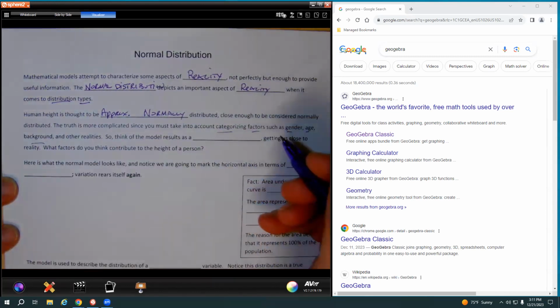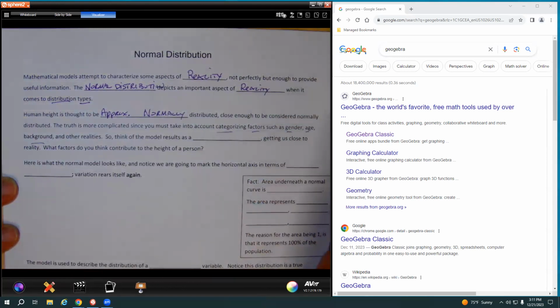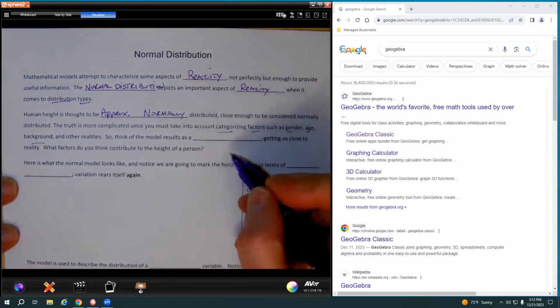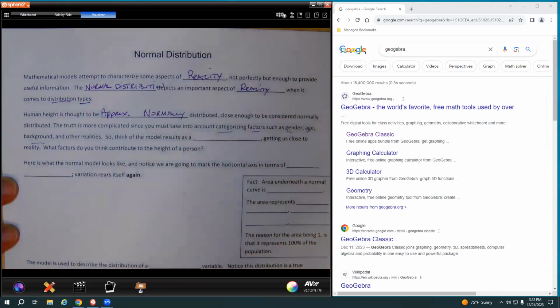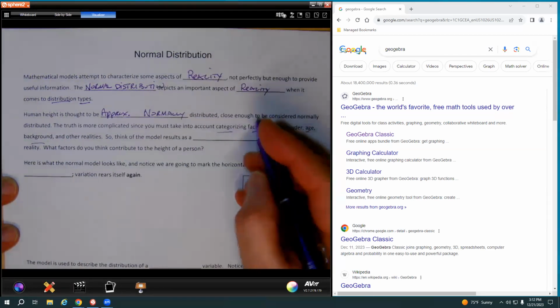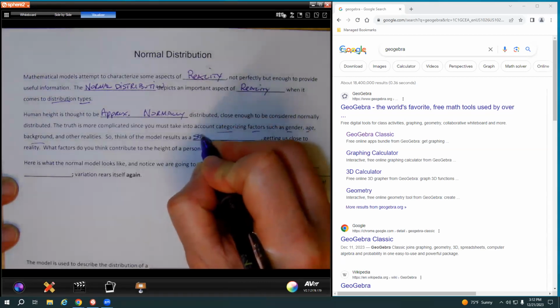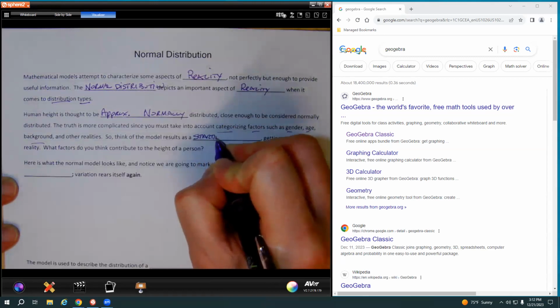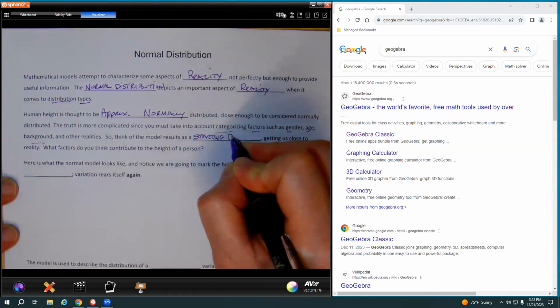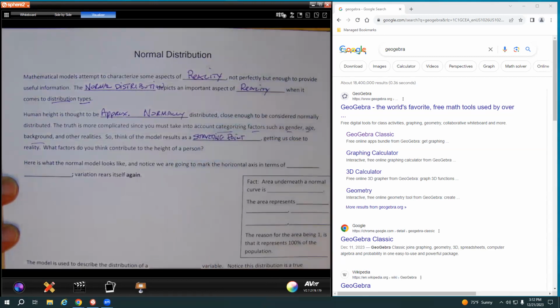So if you try to model adults and children, each one is a different normal distribution. So together, it would be a little different. It could even result in a bimodal. So think again of the model as a starting point. It's not supposed to be perfect. Getting us close to reality.